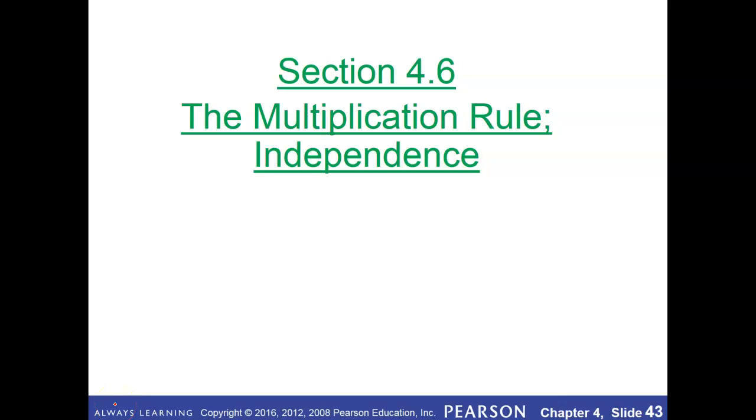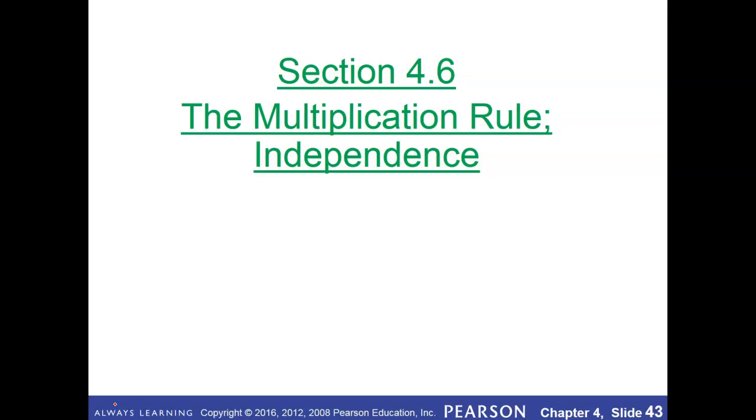Okay, so today we're going to be moving on to assignment number 6. And assignment number 6 is about the multiplication rule of independence. This is something that we're going to be focusing on in this lesson, and then a couple more lessons after this as well. So it's kind of a building block for what is to come. So let's go ahead and get started.